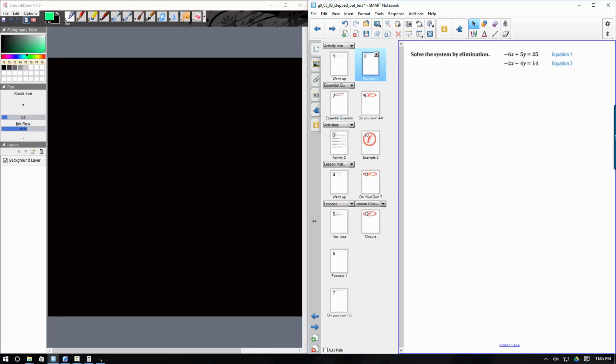This one's not quite as easy. It's not hard, but there are more steps. So I'm going to have negative 6x plus 5y equals 25. And I'm going to write the other one over here, and I'm going to make this negative 2x minus 4y equals 14. Sorry, that's kind of messy, but what I want to do is get rid of one of these terms. So I'm going to multiply by negative 3.